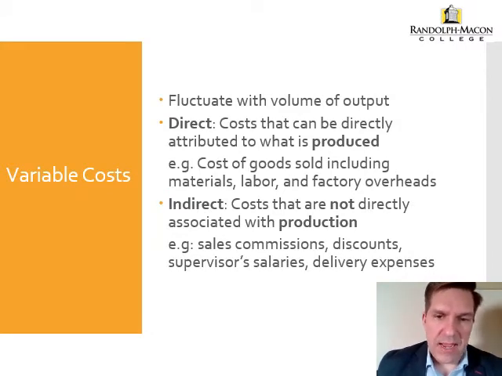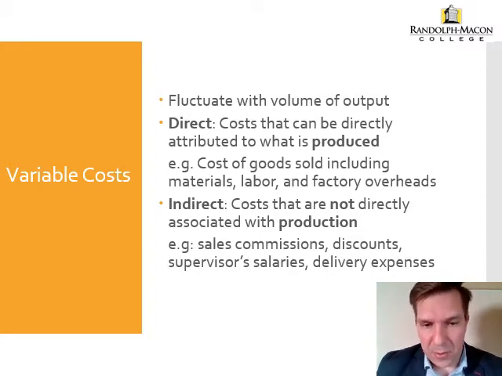So like I said before, direct variable costs are costs that fluctuate directly with the production. For example, materials, or labor if they are paid by the hour. And indirect variable costs will be, like I said, costs that are not directly associated with production, but they tend to go up with production.